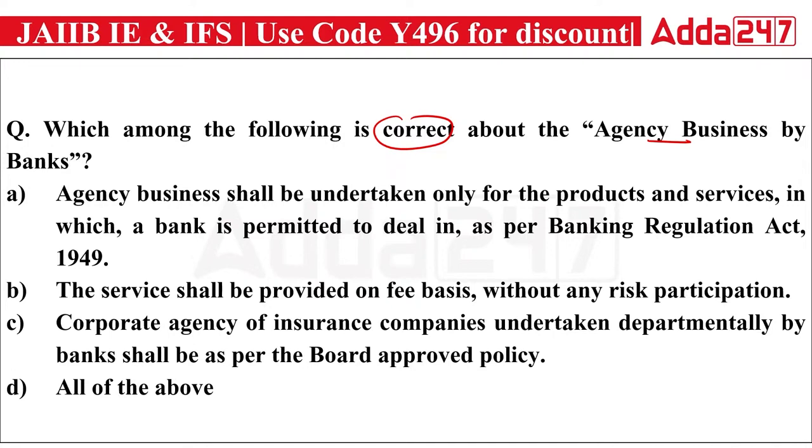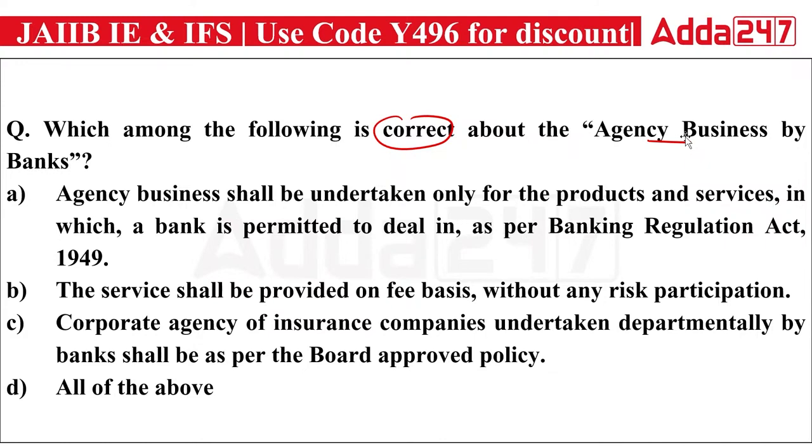Which of the following is correct about the agency by bank? So bank provides the agency business services. Now bank gives the agency services in which banks actually undertake the product and services in which a bank is permitted to deal. So Banking Regulation Act Section 5B and Section 6 have given a set of services in the name of product and services that can be provided by bank. So that's the agency part.